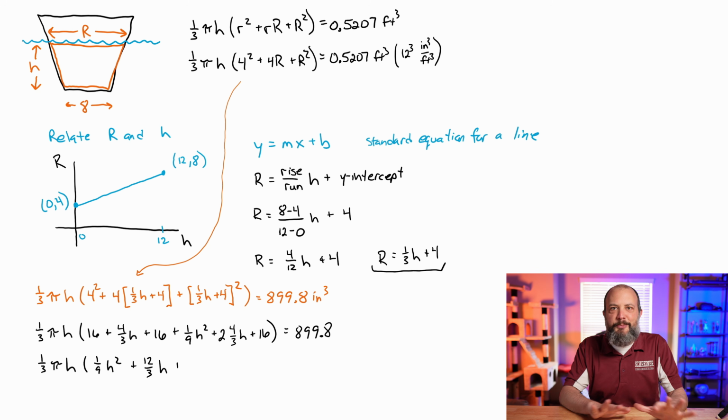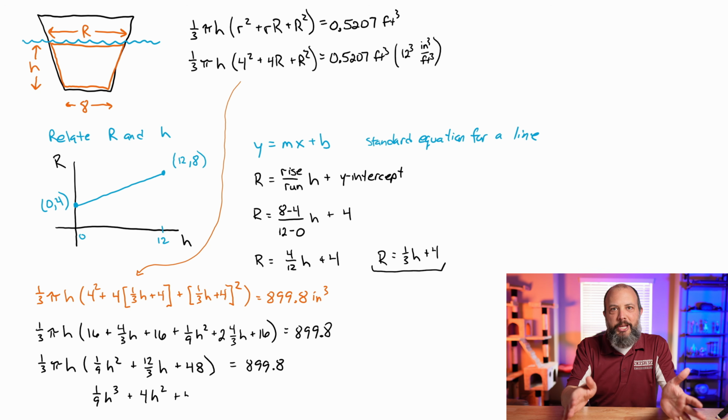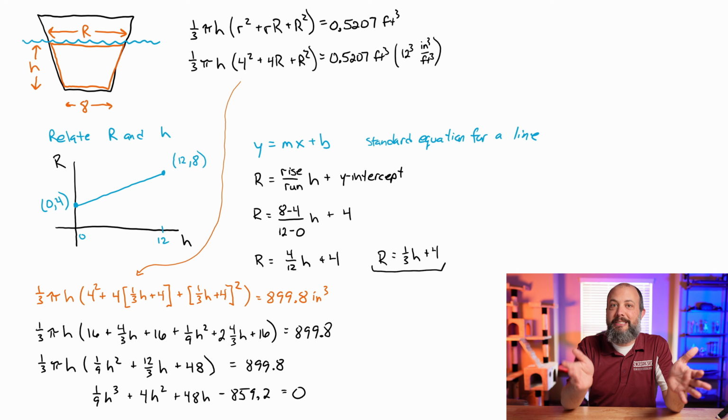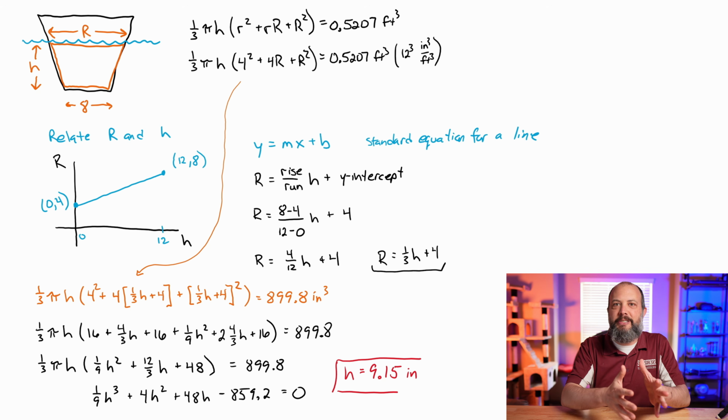We start grouping some terms together on the left-hand side to get the power of h's all together. We can move the 1/3 pi over to the right-hand side. And we're left with a cubic equation, which I'll plug into an online solver and find 3 solutions. Fortunately, it's not hard to figure out which is the right one because 2 of the solutions are imaginary, so it's definitely not them. And we're left with 9.15 inches for the submerged depth or the draft of this piece of wood.